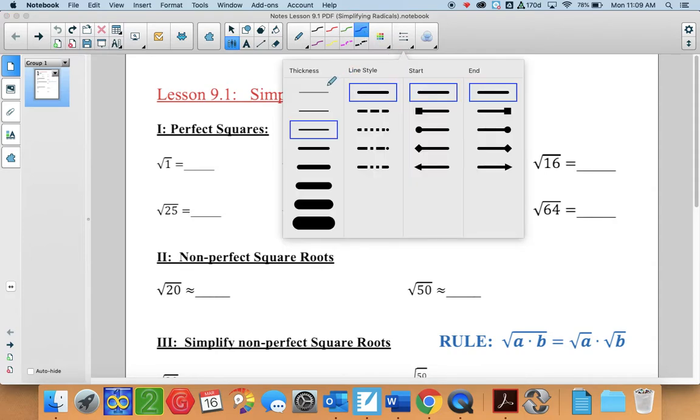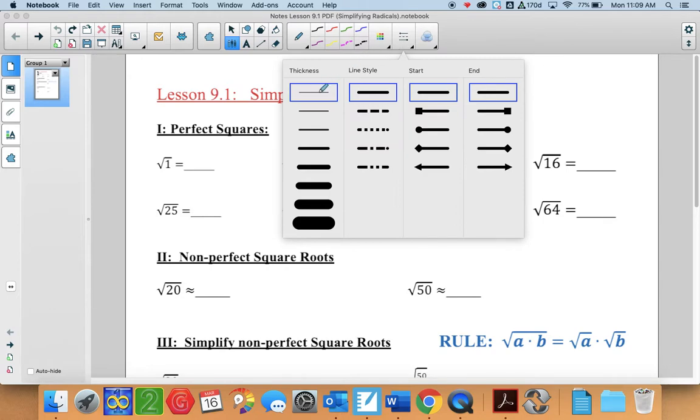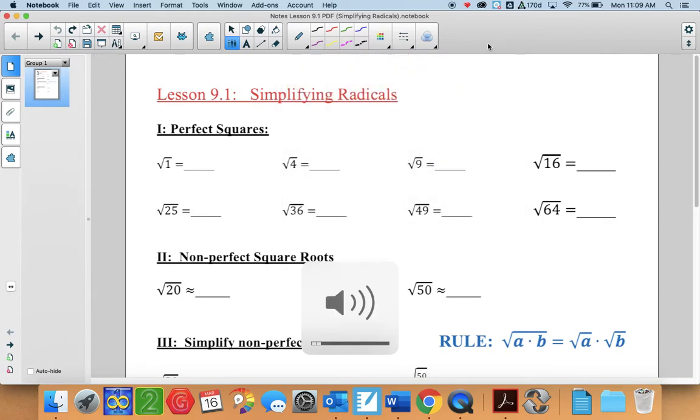We're going to start with lesson 9.1 in the book and then we will continue with chapter 9. After today's lesson, most of the problems will be out of the textbook. So here we go. Lesson 9.1, Simplifying Radicals.